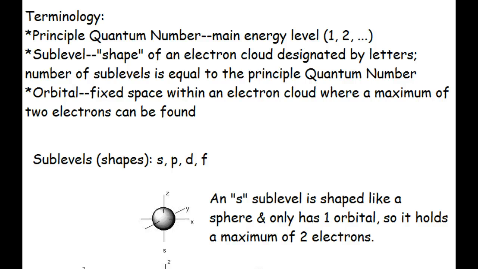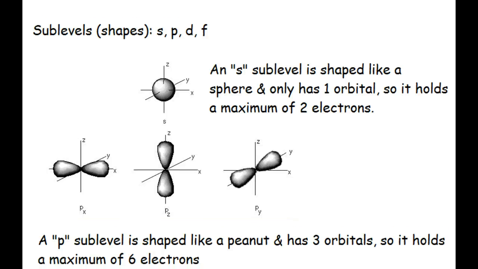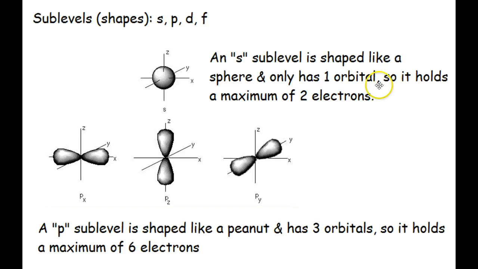All right, so what are these sublevels, these shapes? All right, S, P, D, and F. The S looks like a sphere. Okay, it's round. And as you go up higher energy levels, they get larger. All right, and this is 1 orbital. So 2 electrons in an S sublevel.